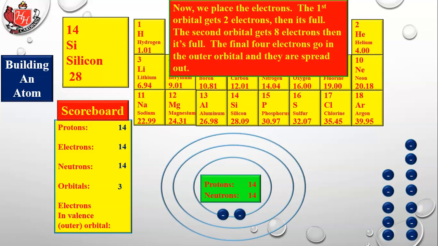Okay, the second orbital gets 8 electrons. Oops, I should point out that now that first orbital is full. It has no vacancy. You can't put any more electrons in the first orbital. It can only hold 2. Now the second orbital gets 8 electrons, and then it's full. So here's how I'm going to place them. Watch how I place them.